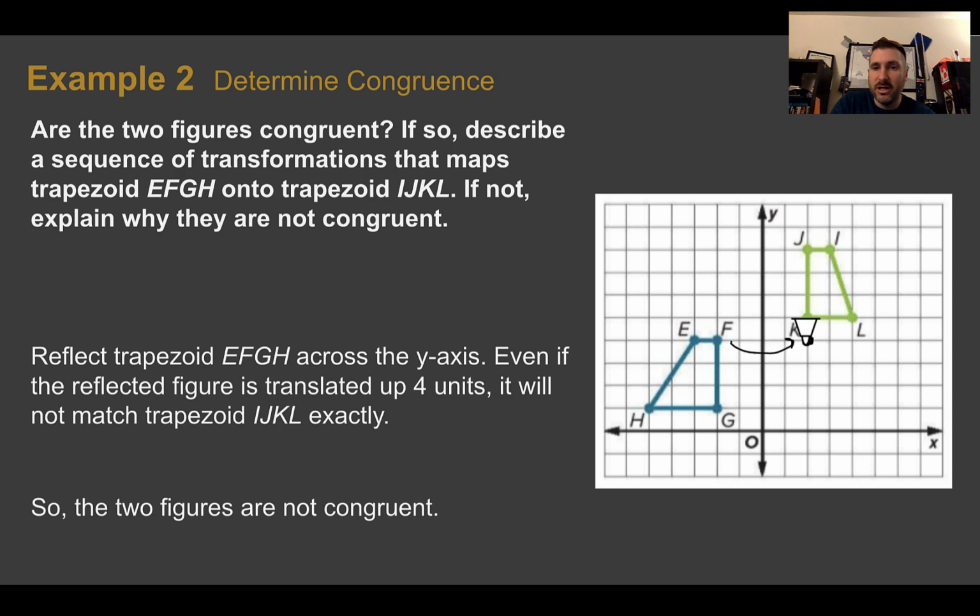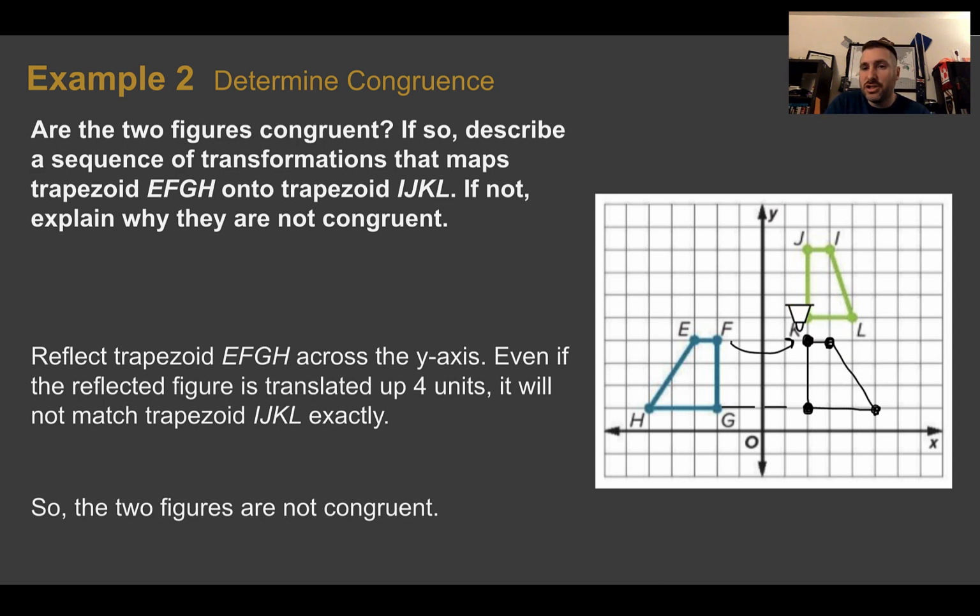So F prime could be here. E prime, 3 units away, could be here. H prime is 5 units away, so 5 units away again. G was 2 units away, so G prime can be 2 units away as well. Now if I draw, there's my trapezoid after being reflected.